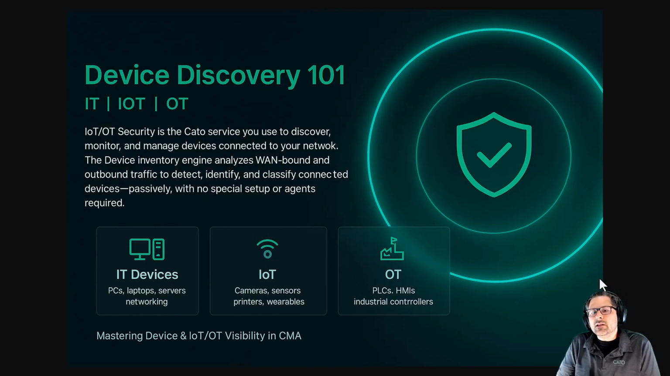All right, guys, so in summary, in Device Discovery 101, we talked about what IT, IoT, and OT are and some of the whys around those devices.